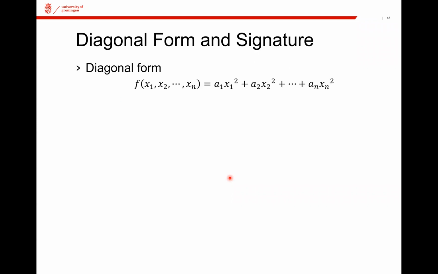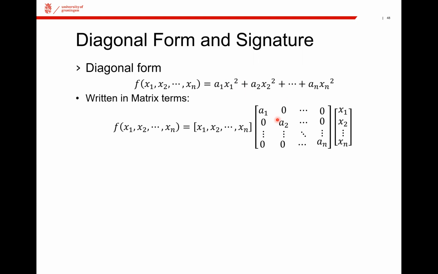Okay, then diagonal form. In the diagonal form, only the square terms are left. So the mixed terms are eliminated. And if it is written in matrix terms, the x vector is still the same, but when we look at the associated matrix, we'll find that only the elements on the diagonal line are left, and other elements are all 0. But of course, some of a1 to an can be 0.